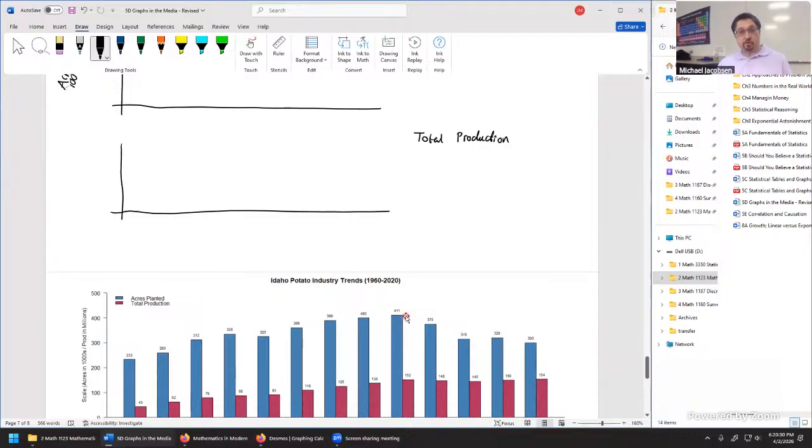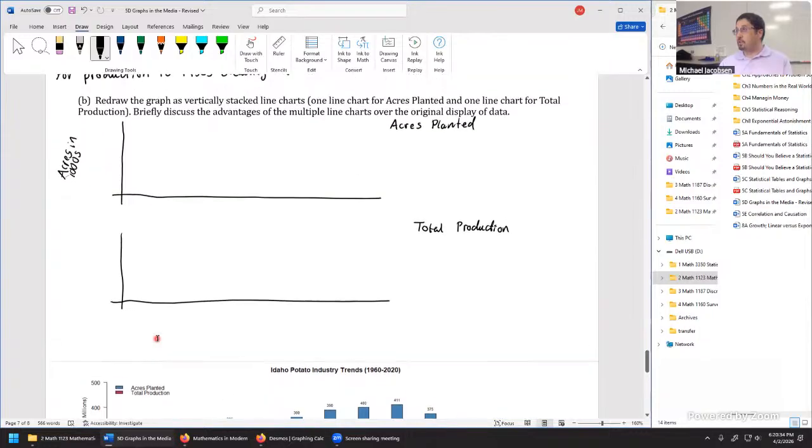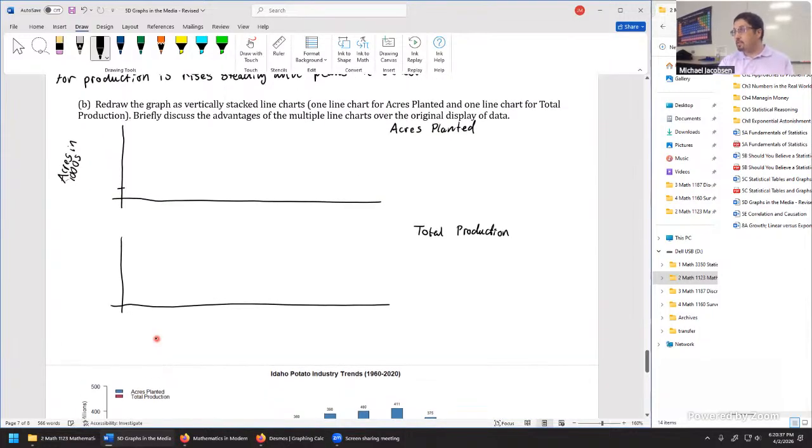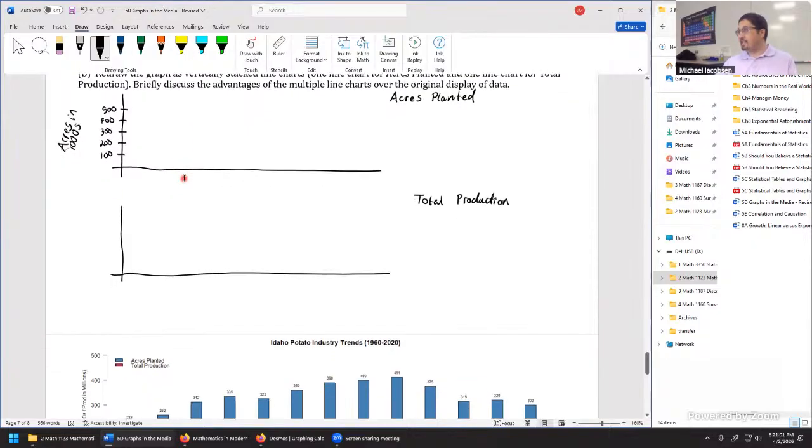The data peaks out at 411. So if we go by hundreds, we would end at 500 like we did before. So this will be 100, 200, 300, 400, 500. And let me try again to spread this out just a little bit better. So 100, 200, 300, 400, 500. Okay, so we got one vertical axis done.